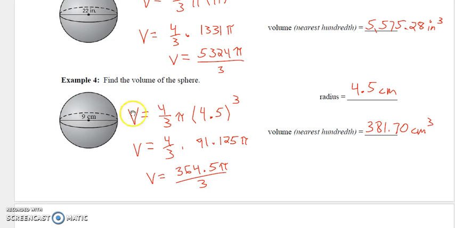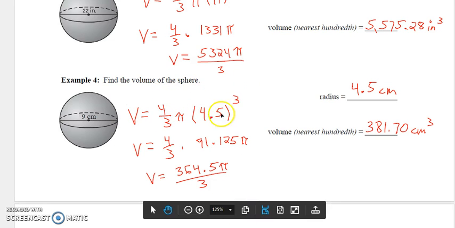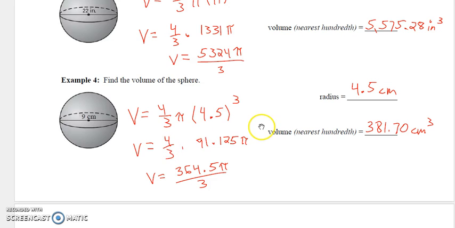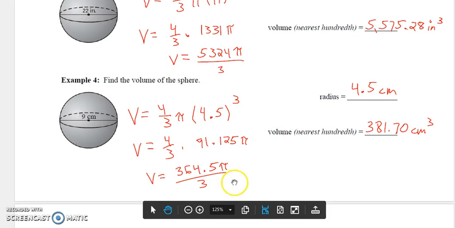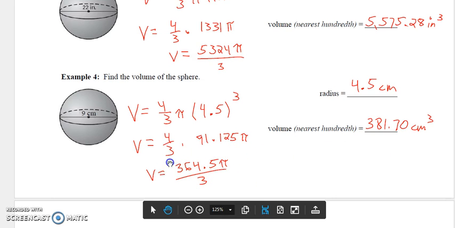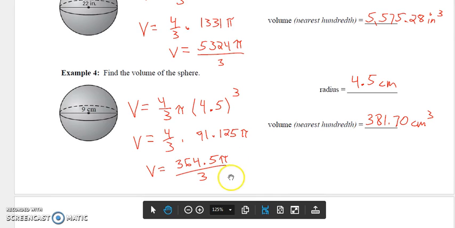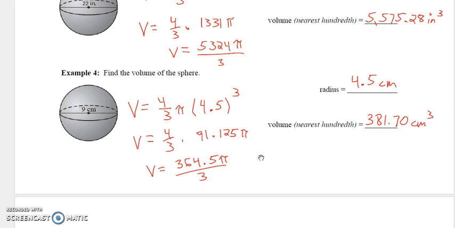So once I substitute, I've got 4/3 pi r cubed. Do the r cubed first, enter, then times 4/3, enter, and then divided by pi. I'm sorry, by 3. This is the exact answer. They don't want that. They want this. So I do 364.5 times pi, enter, divided by 3, enter. And then you'll get this answer.